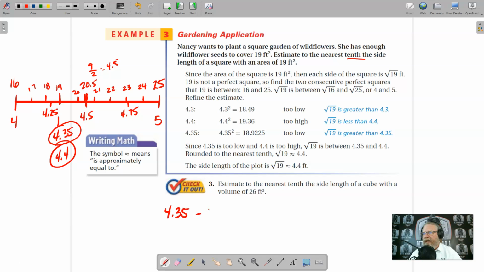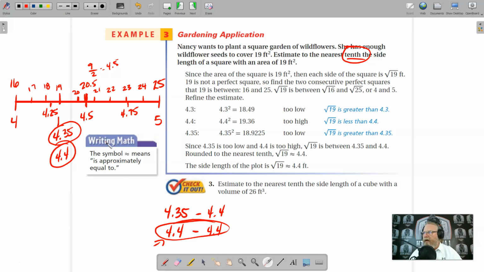So we know that it is somewhere between 4.35 and 4.4. And then they say to round to the nearest tenth. Well, no matter what you do, 4.35 would be rounded to 4.4, and 4.4 would still be 4.4, right? So you know it's somewhere in that area. So you would round to 4.4, which is exactly what they've done here. You can read that if you like, but that's pretty much what they're saying here.